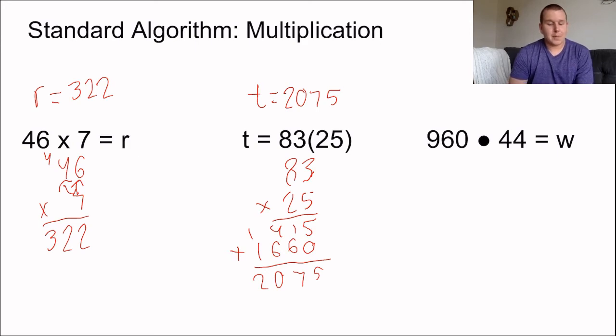All right, this last one might be a little bit of a doozy, but I believe we can do this, okay? So the next one, we have this weird circle. Do you remember what that weird dot is in the middle? That's multiplication as well. Just a reminder, there's lots of different ways we can write multiplication, and it's important to remember all of them, okay? So we've got 960 times 44.